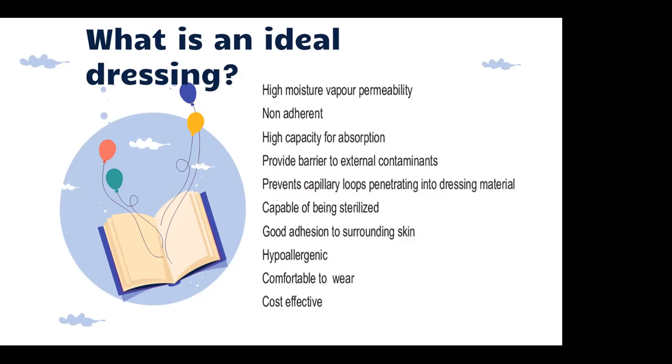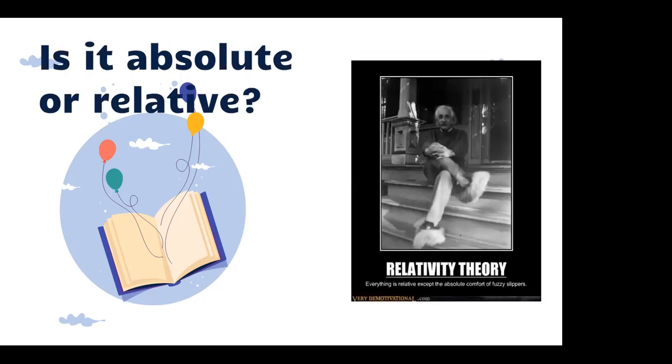So this is an ideal dressing. So is this list absolute? I mean, for any wound, this list, or is it relative?